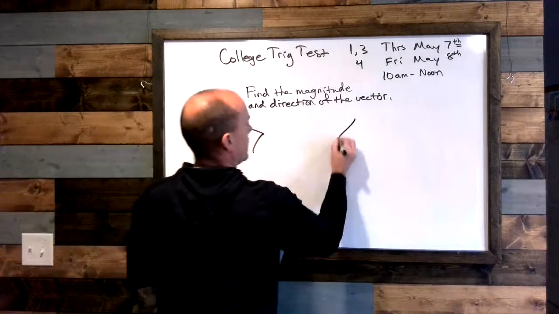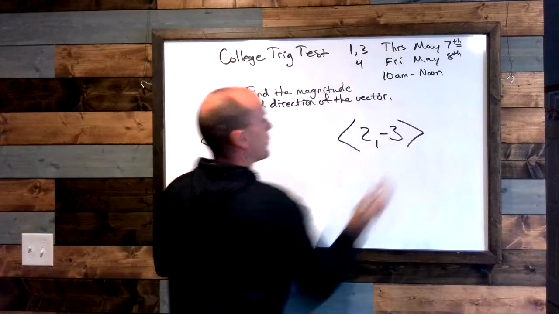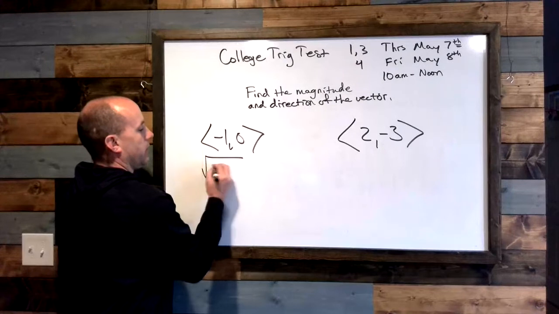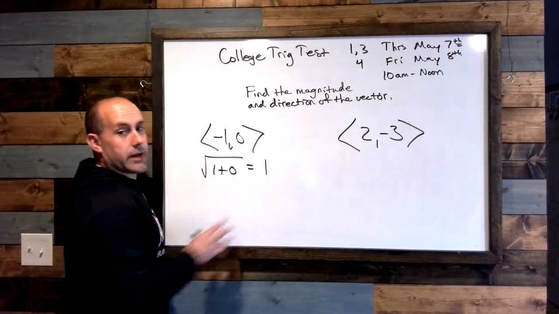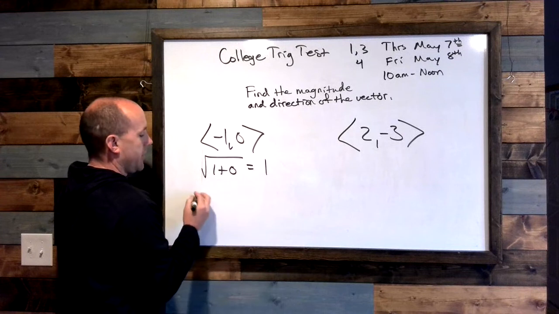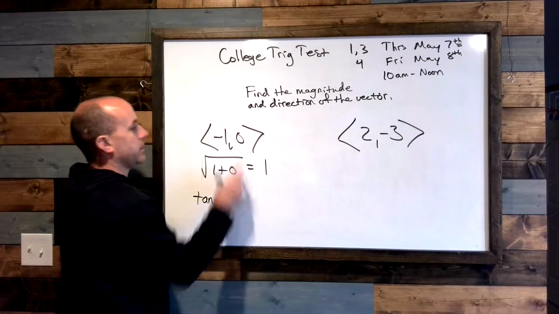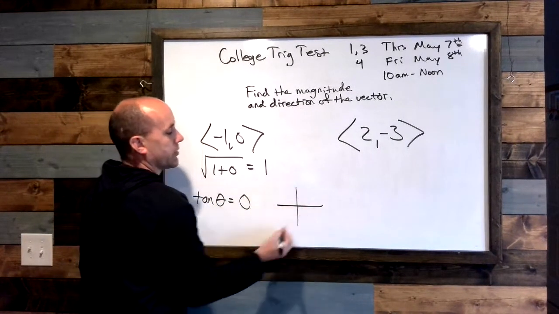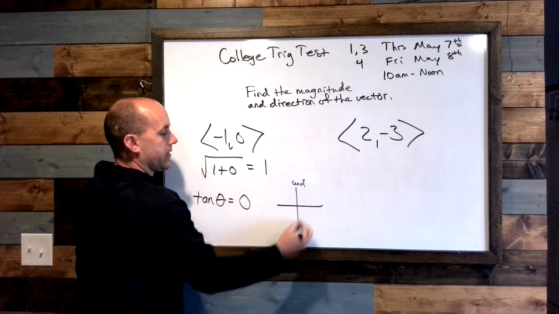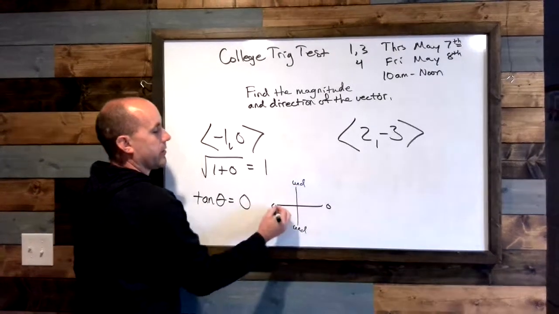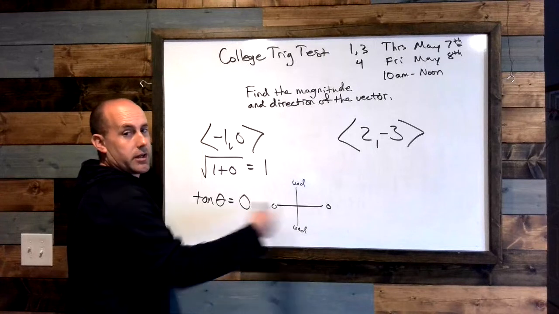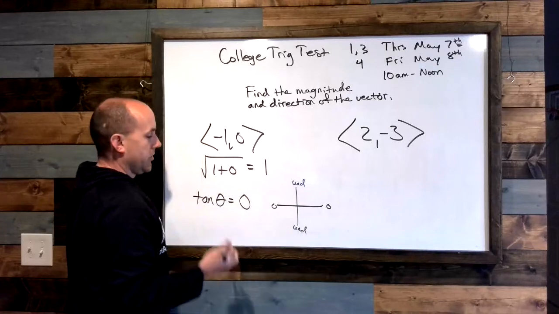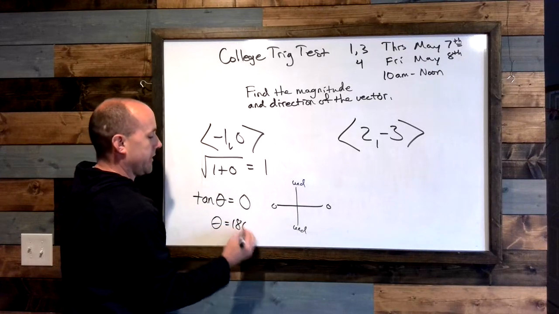From -1, 0, and 2, -3. For -1, 0, square root of 1 plus 0 is 1. That's the magnitude of that vector. And then tangent of theta is going to be equal to 0 divided by -1, which is 0. Where is tangent equal to 0? Well, tangent is undefined there and there. It is equal to 0 there and there. So the question is, is it to the left or is it to the right? Well, if you were to graph this, it would go off to the left. So that would be theta is equal to 180 degrees.